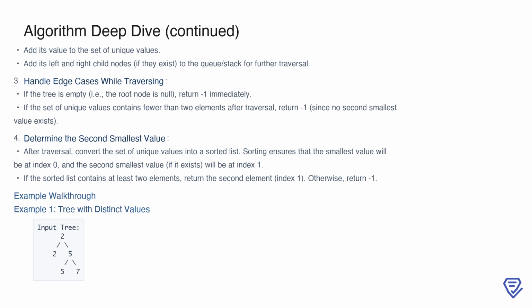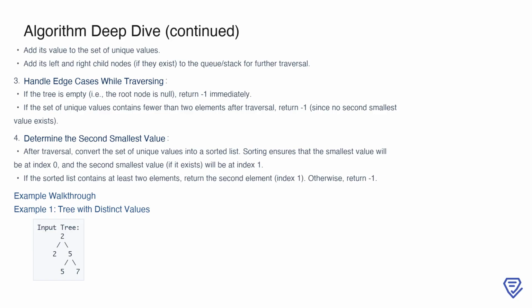While traversing, we handle edge cases, such as an empty tree. If the root node is null, we can directly return -1 since there are no nodes to evaluate. Similarly, after completing the traversal, if our set of unique values contains fewer than 2 elements, we return -1 because there's no second smallest value.